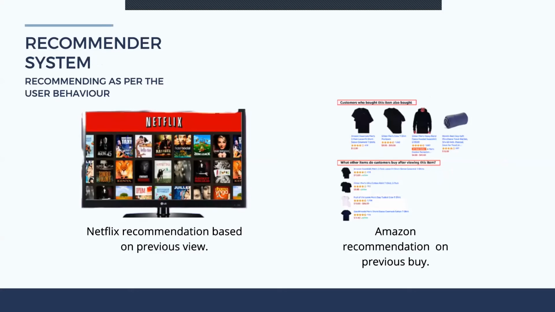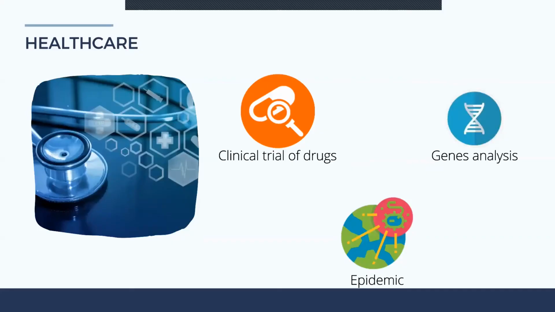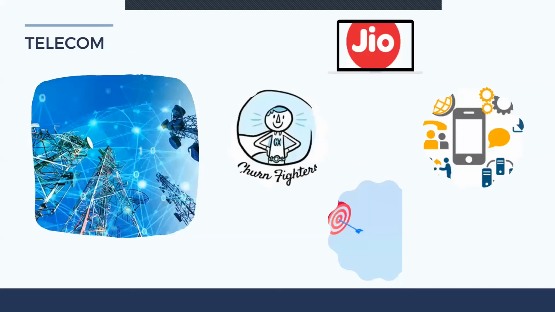Industry application. Healthcare: clinical trial of drugs like the one for COVID, pandemic forecasting and control measures. Telecom: how Jio disrupted the telecom industry. Customer churn prediction, customer acquisitions, and product bundling.